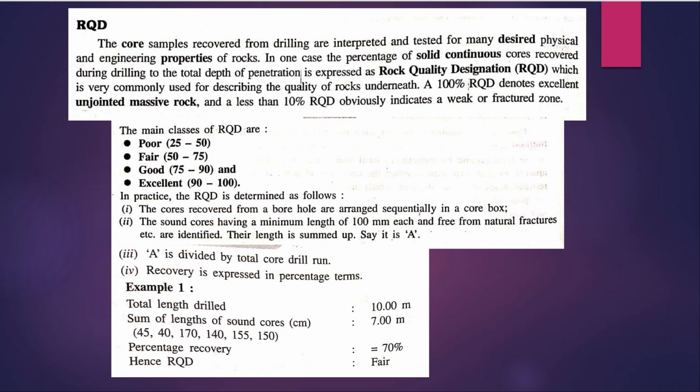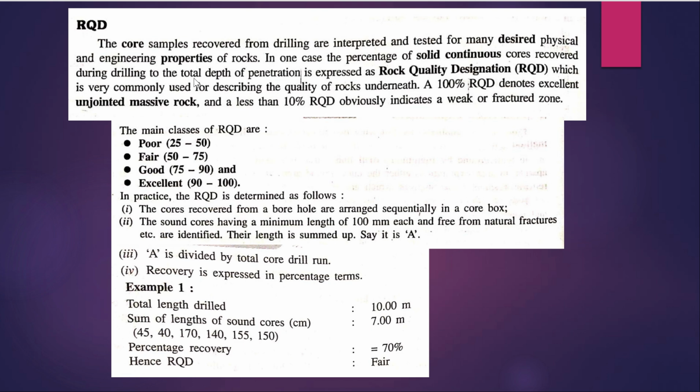A 100% RQD denotes excellent unjointed massive rock and less than 10% of RQD obviously indicates a weak or fractured zone. So based on the RQD we can decide if this strata is suitable for construction or not. And RQD is basically the percentage of solid continuous cores recovered during drilling to the total depth of penetration.